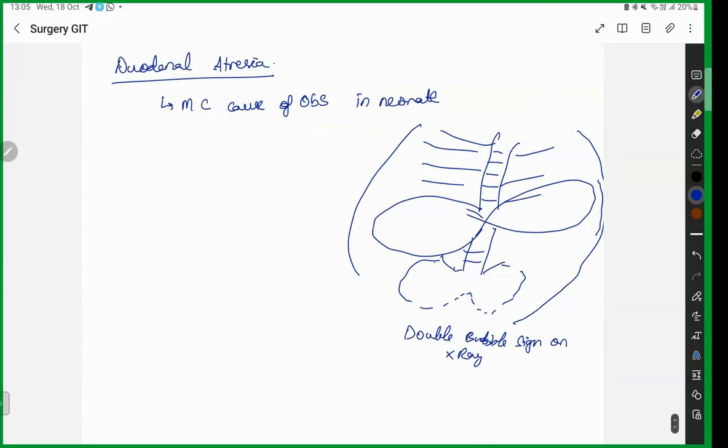Okay, again I repeat. What you're going to have? You're going to have a double bubble sign on x-ray. Okay, very important. So this is the most common cause of obstruction in the neonates, and this is common in Down syndrome.